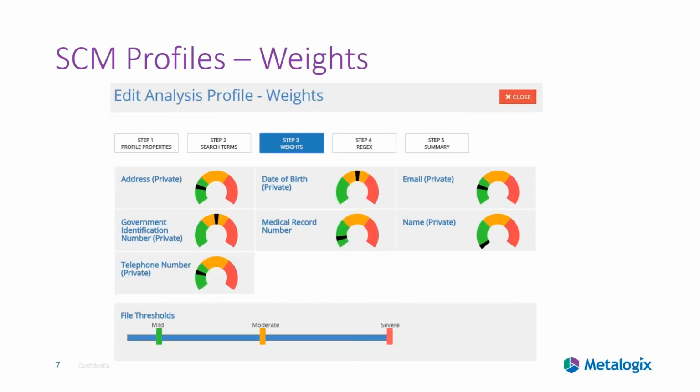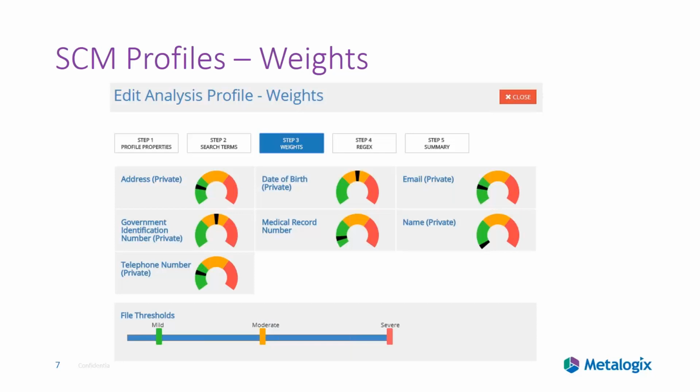Next, let's talk about the weights. So every search term has a weight associated to it. The weight determines the importance of a possible content match for a specific analysis profile. Then in turn, the weight factor combined with the number of content matches encountered during an analysis job make up the file score. So in the bottom of the page, we have something called file score thresholds.